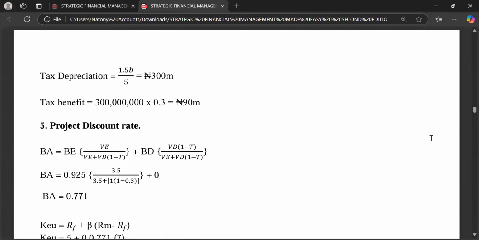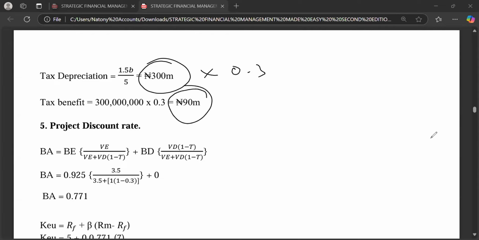So tax depreciation is on a straight line basis, definitely. So that's easy. Just divide the amounts needed for the machinery by 5. That will give you the annual depreciation. So the tax benefit will be this annual capital allowance times the tax rate of 0.3, which is 90 million.